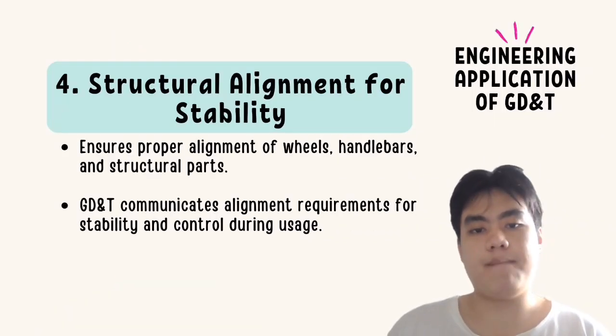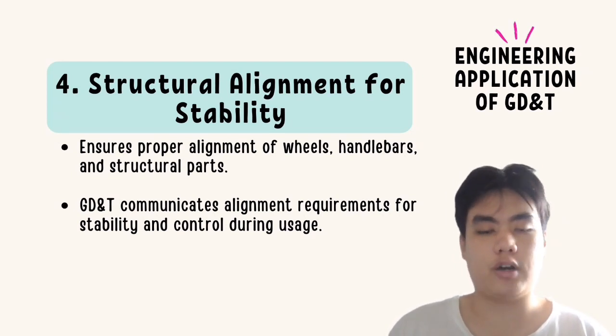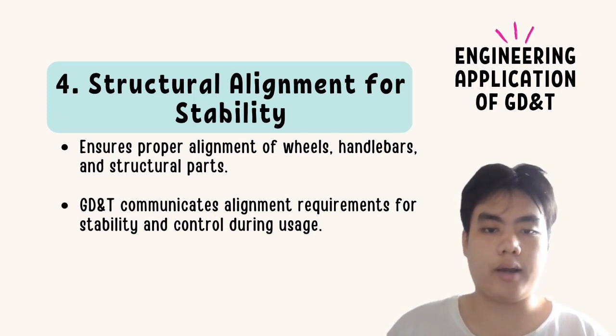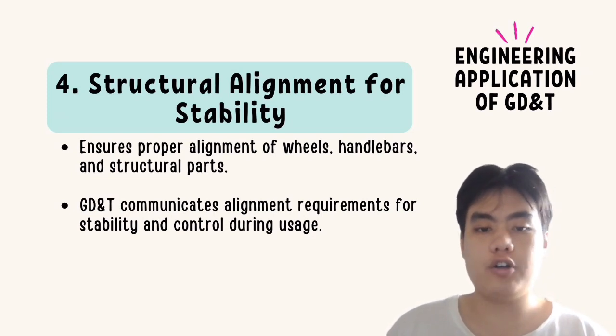Our next point emphasizes the importance of structural alignment for stability. GD&T communicates alignment requirements for wheels, handlebars, and other structural parts. For stability and control during usage, proper alignment is non-negotiable. GD&T becomes the language that precisely communicates these alignment requirements. Whether it's the wheels, handlebars, or other structural components, GD&T ensures that each part is aligned correctly, contributing to the overall stability and control of the end product.